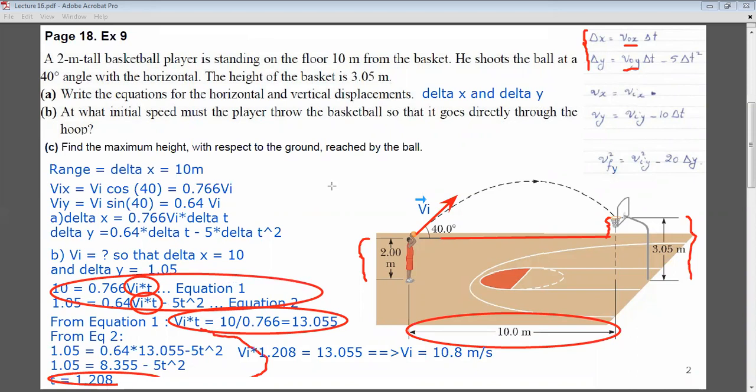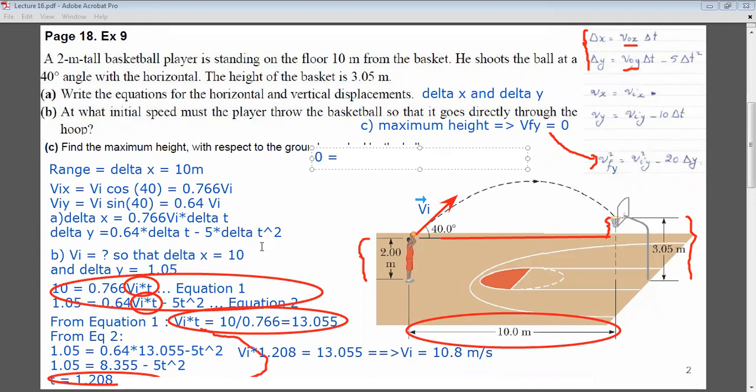Let's do part C. Part C, find the maximum height with respect to the ground. So here you always have to keep in mind, so let's do it here. Maximum height implies V final Y equal to 0. Okay, this is how I do maximum height, and the equation I use is this. Instead of VFY, I will put 0 equal to V initial Y.